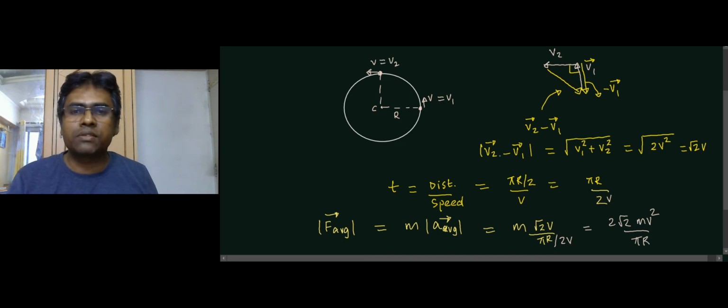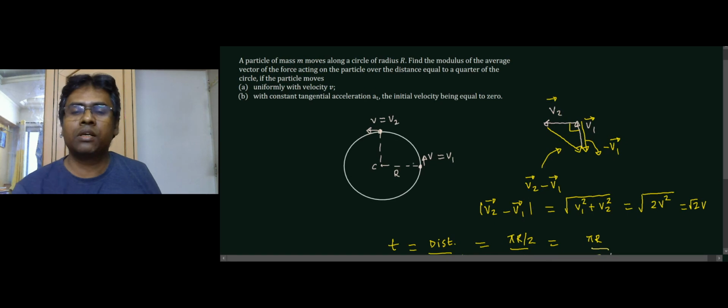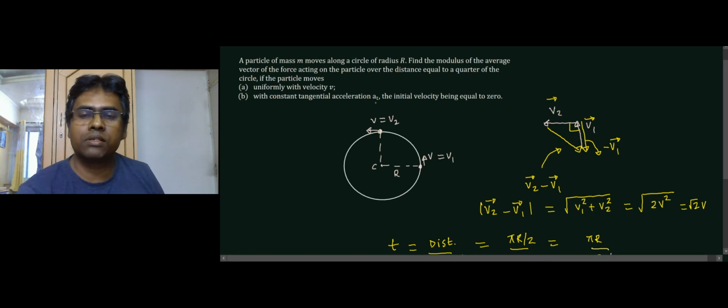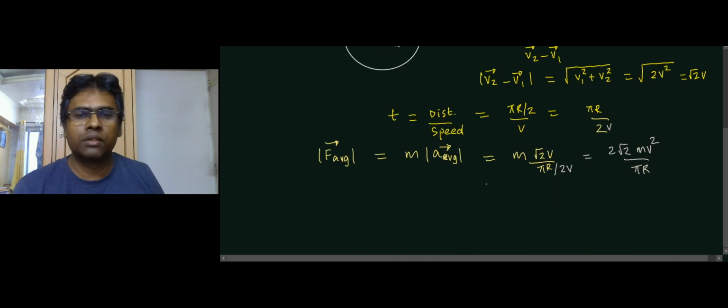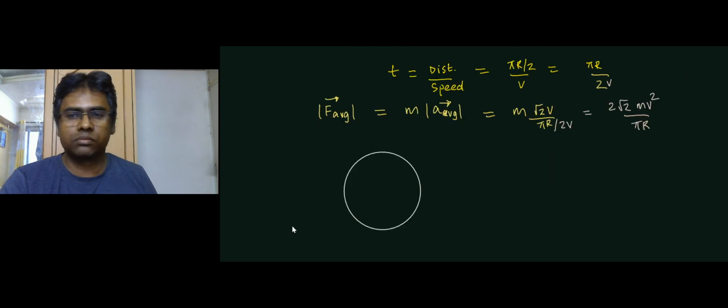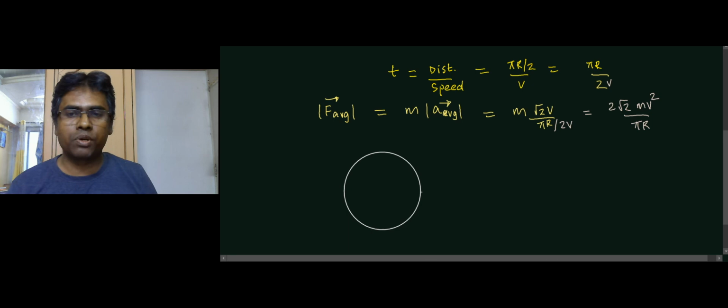Now this is the first case. Now if you look at the second case, the particle is moving with constant tangential acceleration a_t. Let's look at the circle again. For the second case, the problem says that the particle starts with zero velocity. So at the initial location, the velocity is 0, so v1 is 0. Once it covers this quarter circle, whatever velocity we have is the change in velocity, because initially you don't have any velocity.